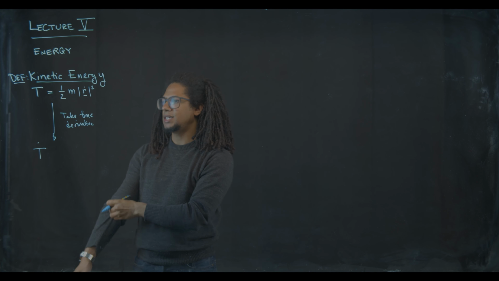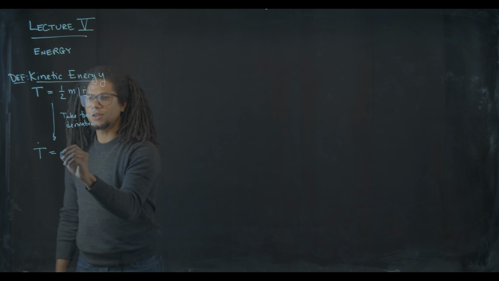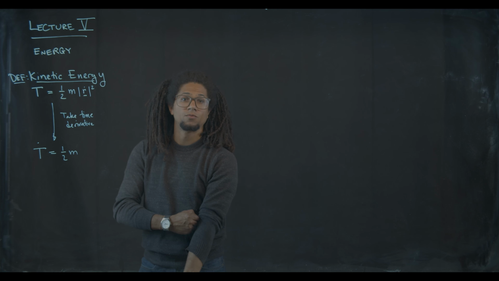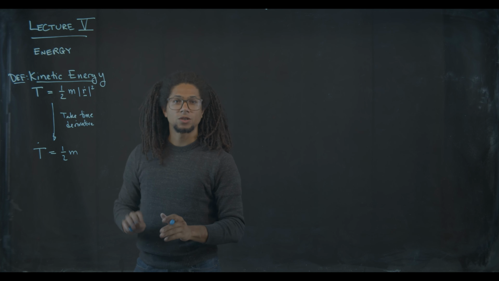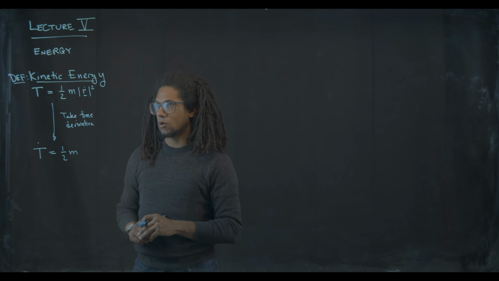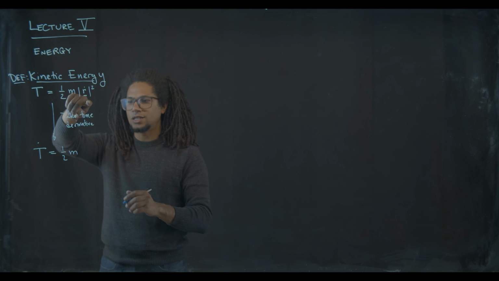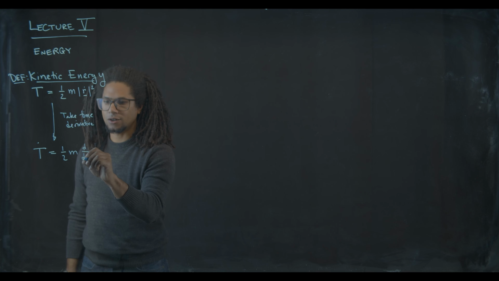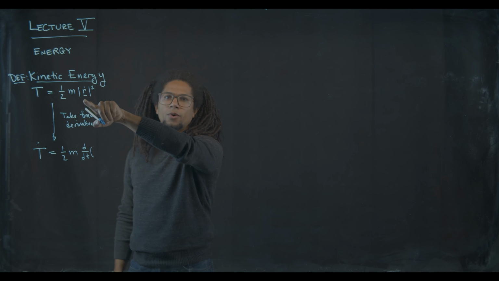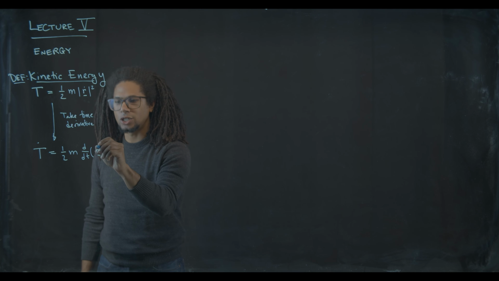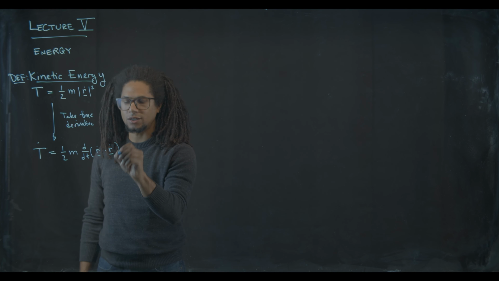So I'll have that T dot is equal to 1/2, and m are just scalar constants, so they go right through the derivative. And now I'm going to re-express this in a different way. So let me put my d/dt in here, and I'll express the magnitude of the velocity squared instead by saying that this is the dot product of r dot with itself.